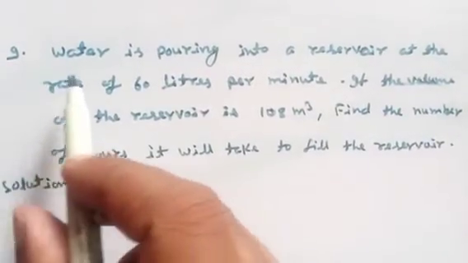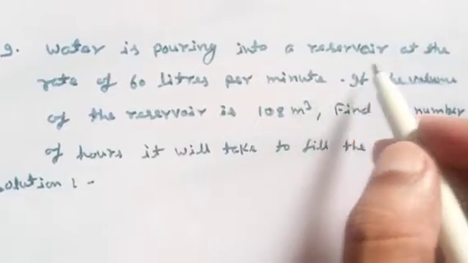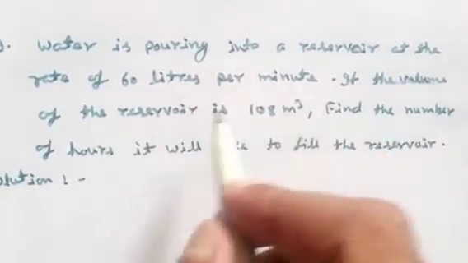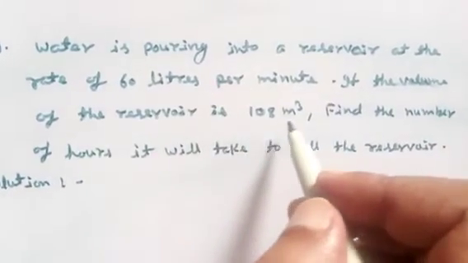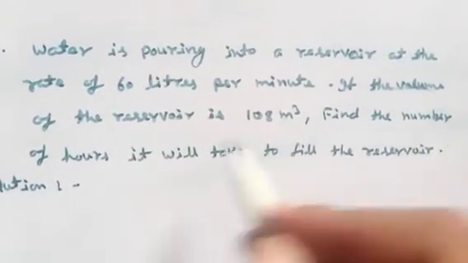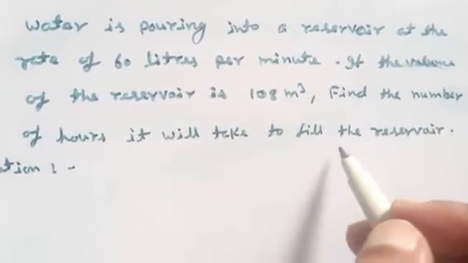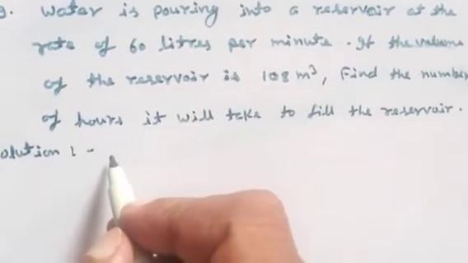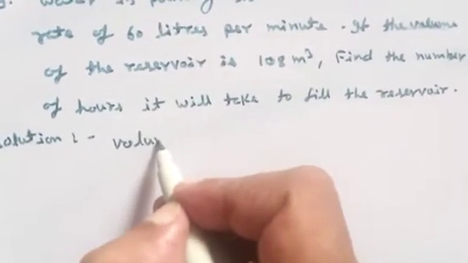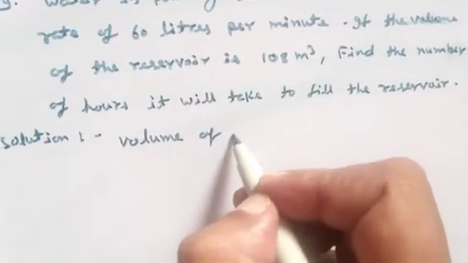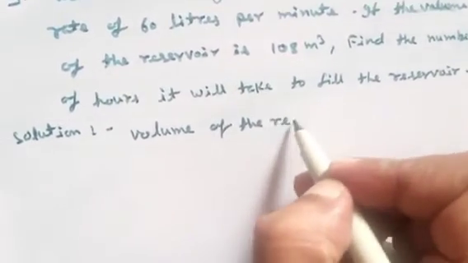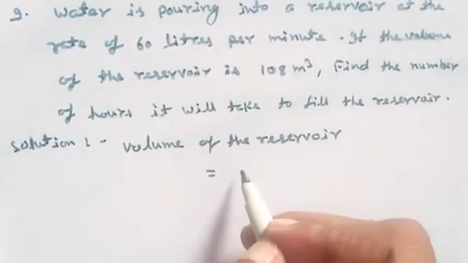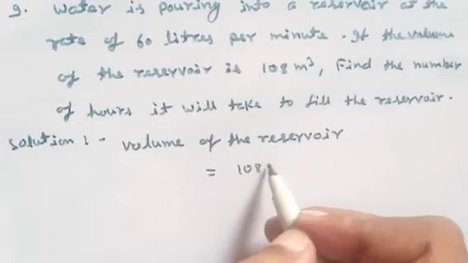Next question 9. Water is pouring into a reservoir at the rate of 60 liters per minute. If the volume of the reservoir is 108 meter cube, find the number of hours it will take to fill the reservoir. Solution: we have volume of the reservoir equal to 108 meter cube.